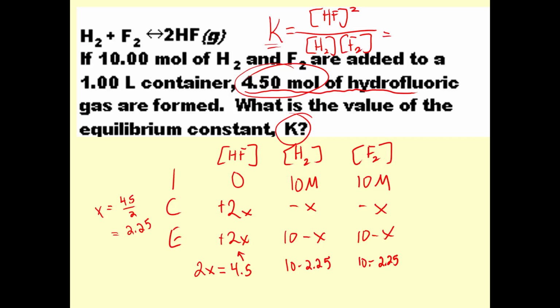So I can go up here and plug it in. I'm going to have 4.5 at equilibrium. Gotta square that. And down here I'm going to have 7.75 times 7.75. And I find out that my equilibrium constant is 0.337. Woo! I did it.